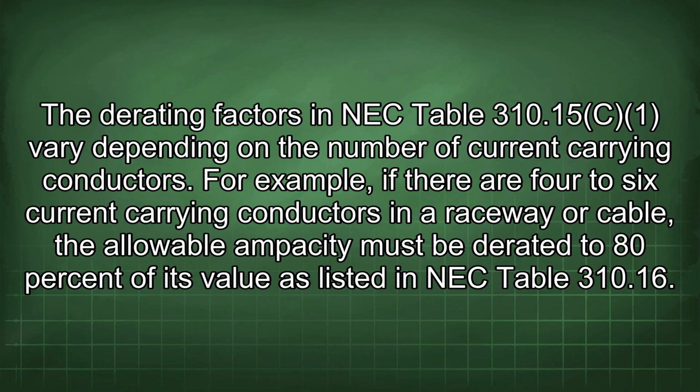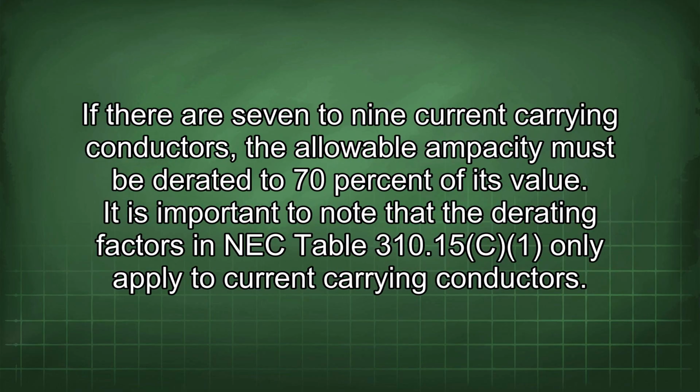The derating factors in NEC Table 310.15 vary depending on the number of current-carrying conductors. For example, if there are 4 to 6 current-carrying conductors in a raceway or cable, the allowable ampacity must be derated to 80% of its value as listed in NEC Table 310.16. If there are 7 to 9 current-carrying conductors, the allowable ampacity must be derated to 70% of its value.